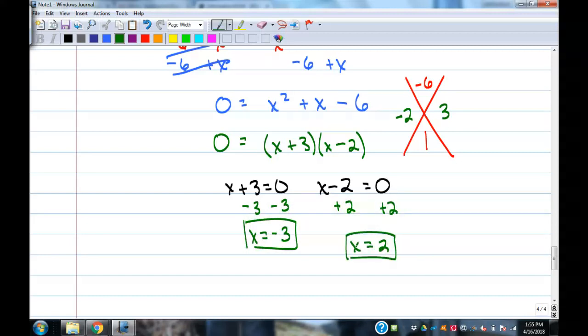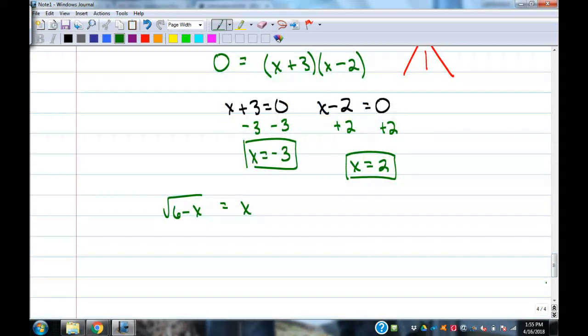Now, we got 2 answers. Normally, we don't have 2 answers. Every problem we've done up to this point only have 1 answer. We've got to check them. Okay, so if we check these answers, if I take 2 and plug it back into the original problem, I go all the way back to the original to check. The original problem was the square root of 6 minus x equals x. What's 6 minus 2?